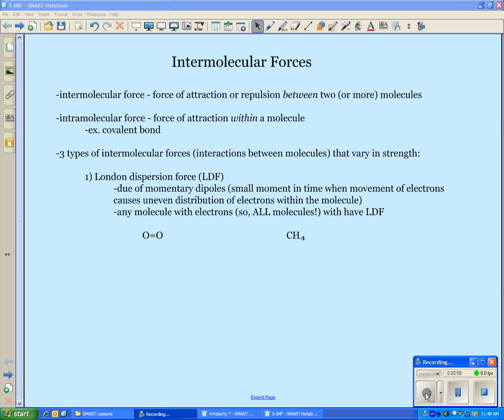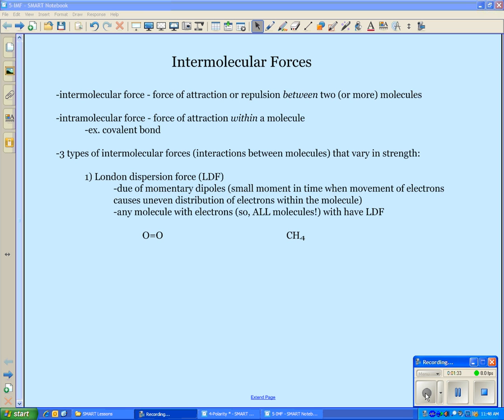Because all molecules have electrons, that means all molecules will have London dispersion forces. So normally an oxygen molecule that has a double bond between the two oxygens would have equal electronegativities for the two atoms, and we would say it's a nonpolar molecule. But there could be very, very short amounts of time where those electrons are not evenly distributed. So that means oxygen can have London dispersion forces, or attractive forces, between one oxygen molecule and another.